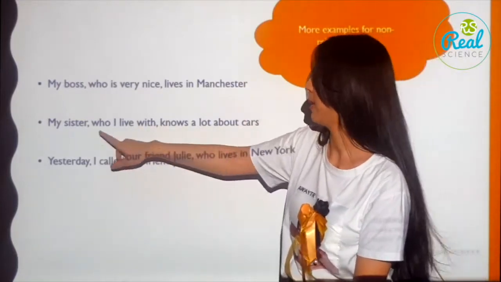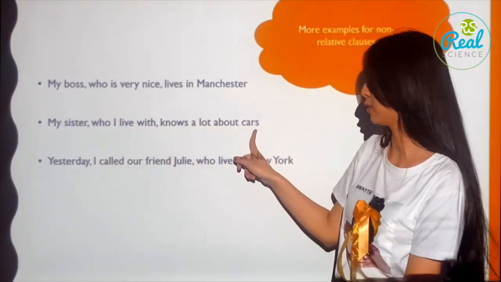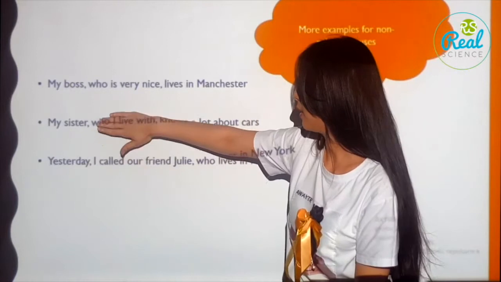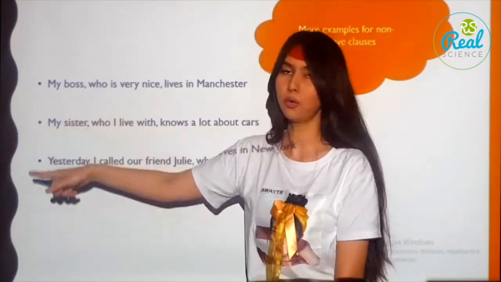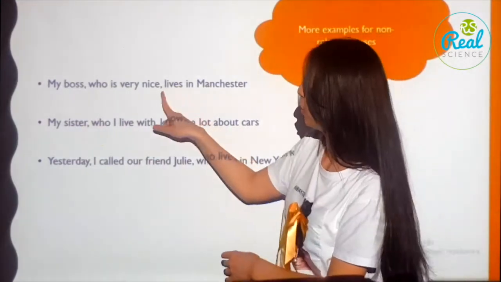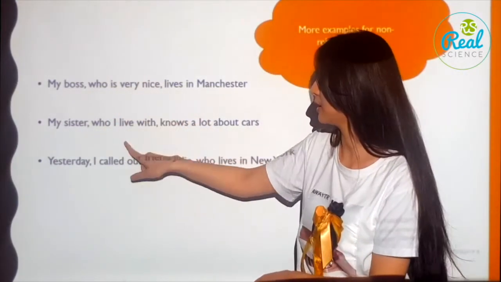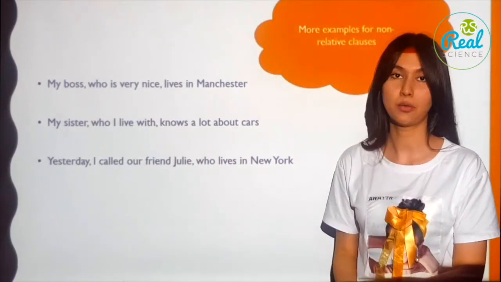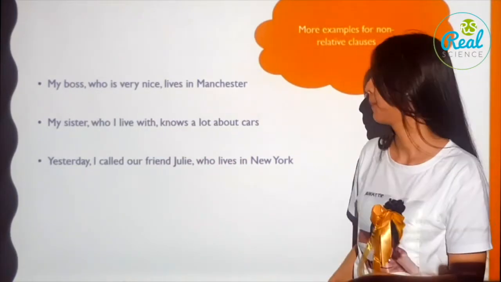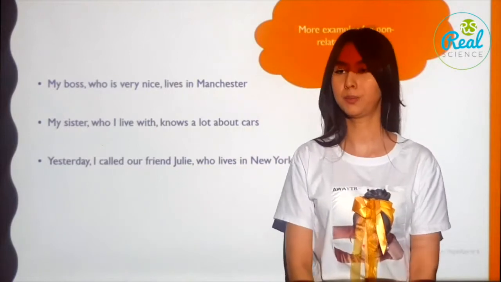So here also, my sister knows a lot about cars. Without this sentence in the middle, you can also know who the sister is. So these are just giving you extra info about the subject or the object of your sentence. Okay. Any questions regarding this one?